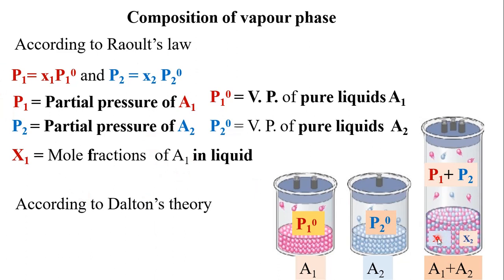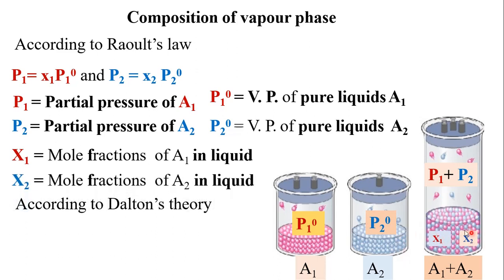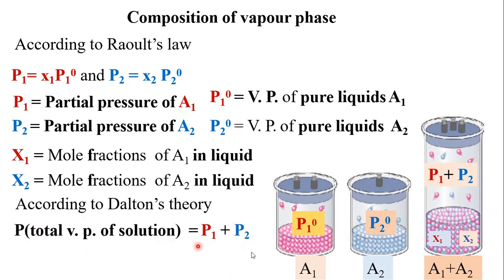इथे महत्त्वाचं काय आहे तर x1 हे मोल फ्रॅक्शन केव्हा आहे? लिक्विड फेज मधल्या मॉलिक्युल्स आहे. And x2 is equal to the mole fraction of A2 in liquid, not in a gaseous state. It is in a liquid state. Then according to Dalton's theory, the total vapor pressure of the solution, the vapor pressure exerted by the vapors of both the components, is called the total vapor pressure of the solution, that is equal to P1 plus P2.